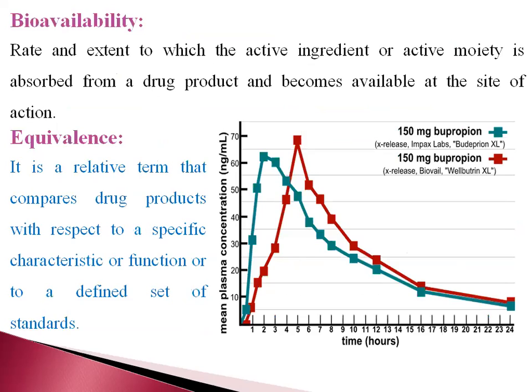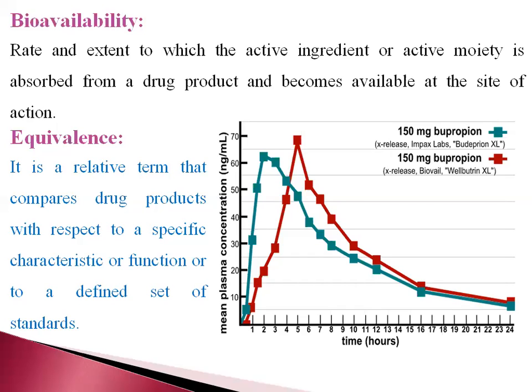So there is one diagram here. There is one X company drug and Y company drug. Impax Lab 150 mg bupropion, and one product is from BioVale. So how can we say these two different formulations are bioequivalent? Here in this case, you can see the overall plasma concentration is around the same, right? The overall plasma concentration as well as the elimination path of that particular product is again the same.